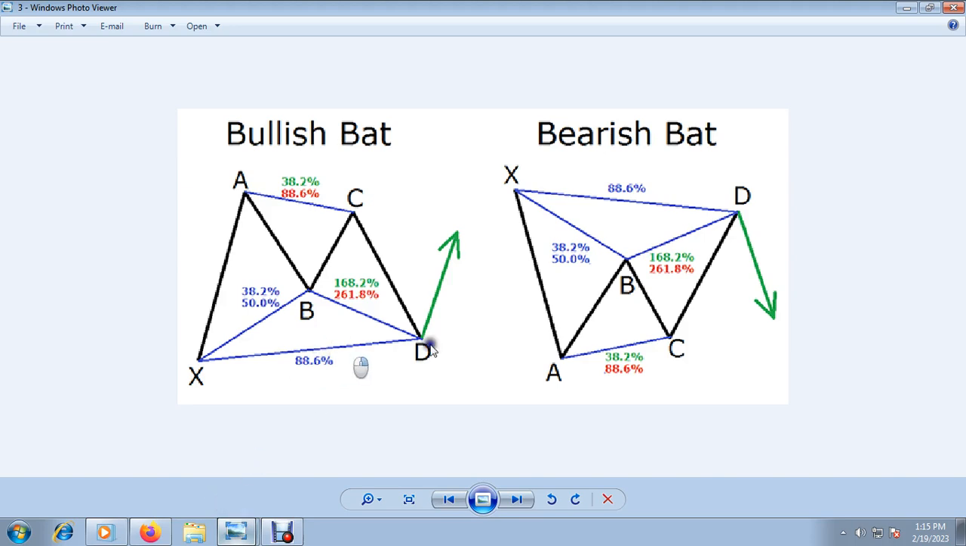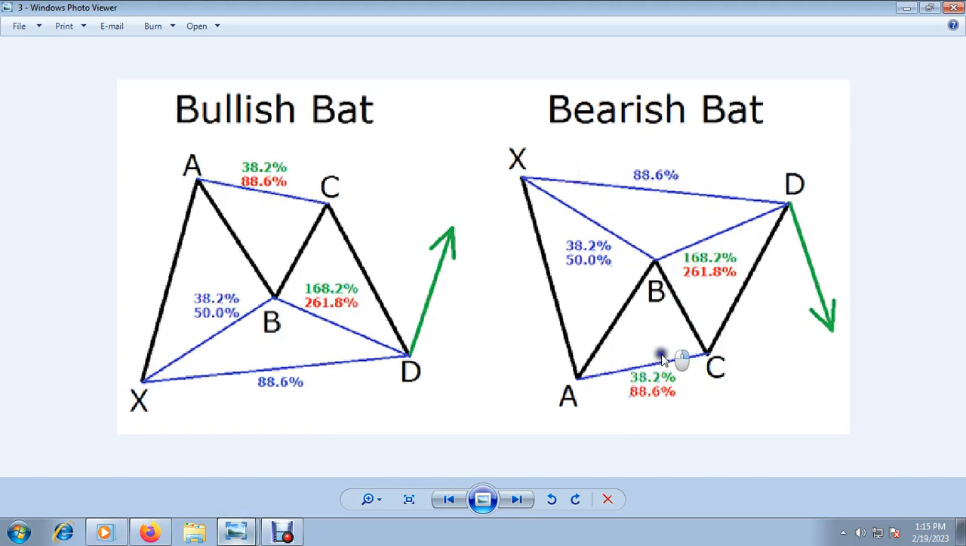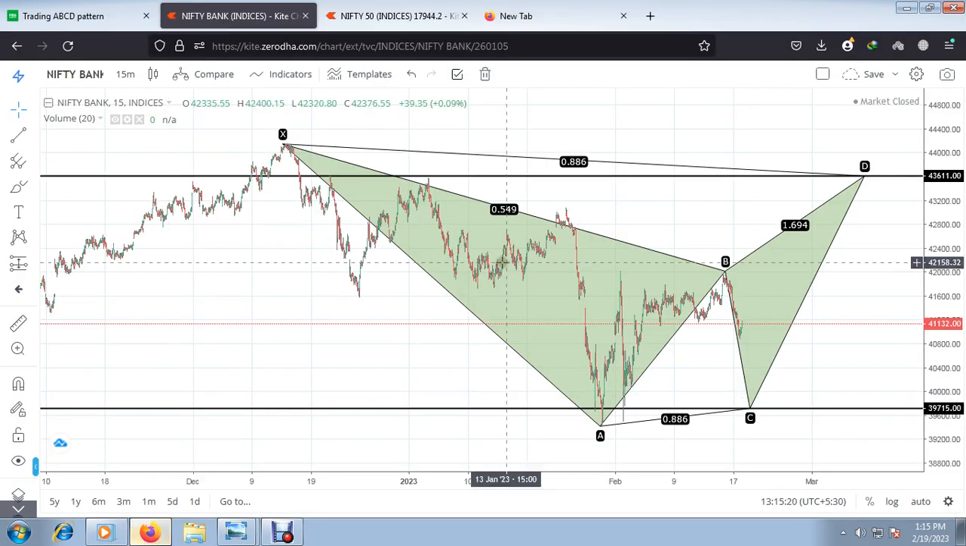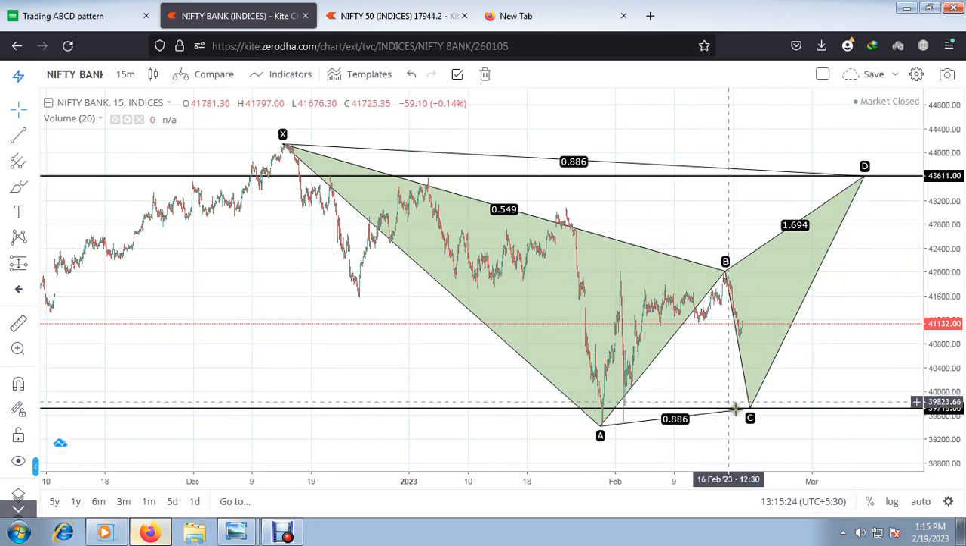So here you can see first 38.2, then 88.6. So 38.2 is already done, so next can be 88.6. From there it will reverse and go up to 88.6, that is 0.886. So if it goes up to 0.886, again it will go up to 43,611. So basically first it is coming down.